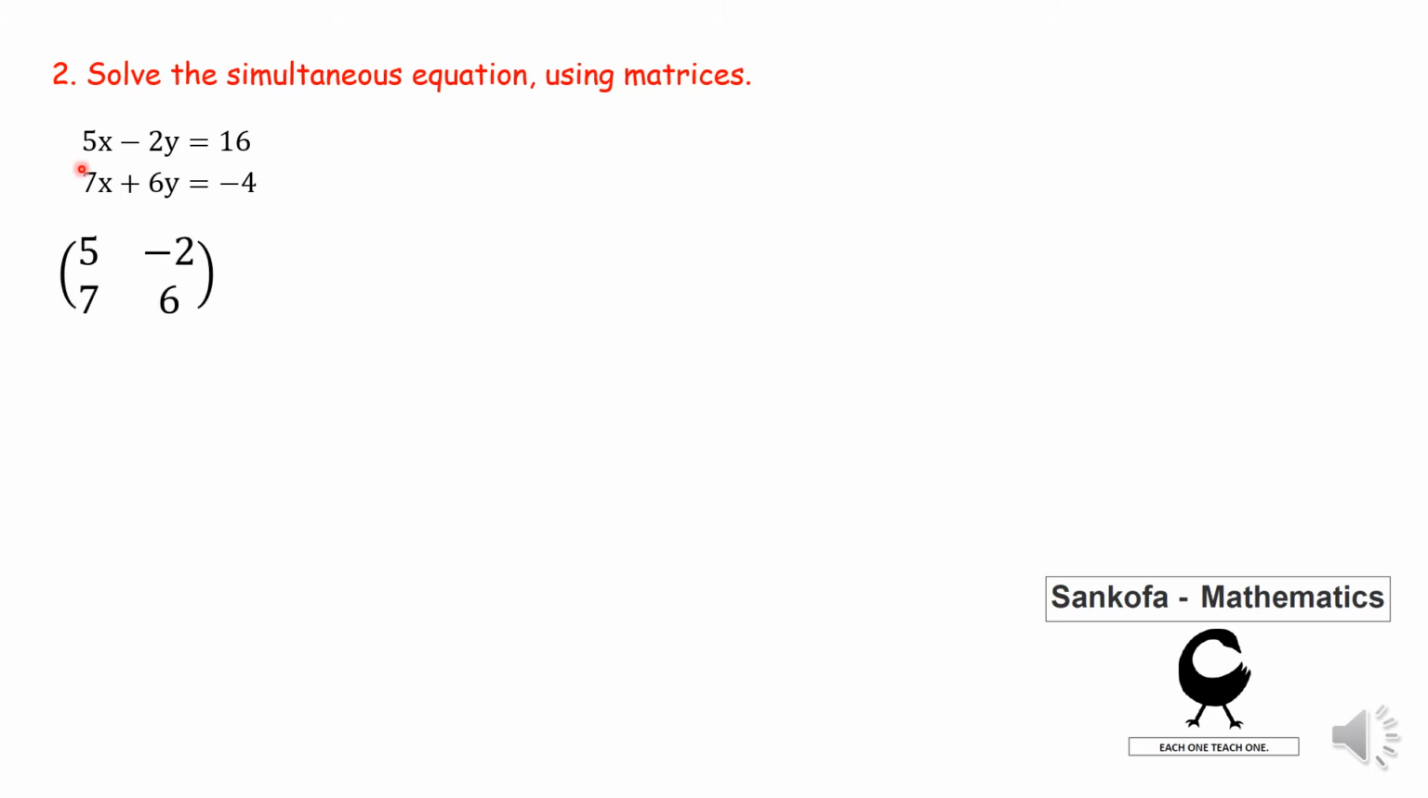Right, so I take the elements 5, -2, 7, and 6, and I write them in a matrix here. And obviously here I have my x, y, another matrix, and it should equal 16, -4. All right, so 5x minus 2y gives you 16, and 7x plus 6y gives you -4. So this is row, column.